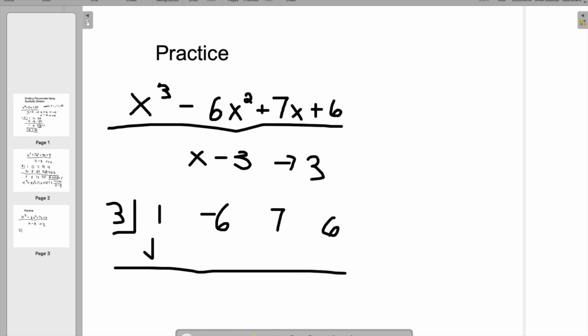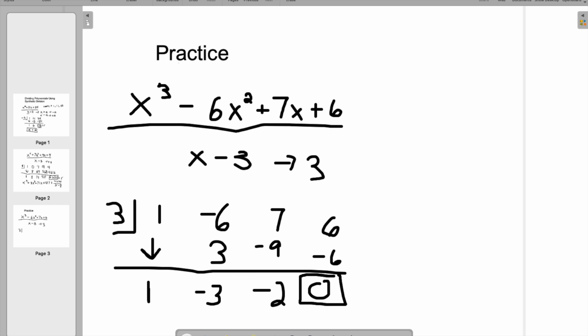And then we're going to just drop down the 1. And then 1 times 3 is 3. So negative 6 plus 3 is negative 3. And then negative 3 times 3 is negative 9. And 7 plus negative 9 is negative 2. And negative 2 times 3 is negative 6. 6 plus negative 6 is 0, so that is our remainder.